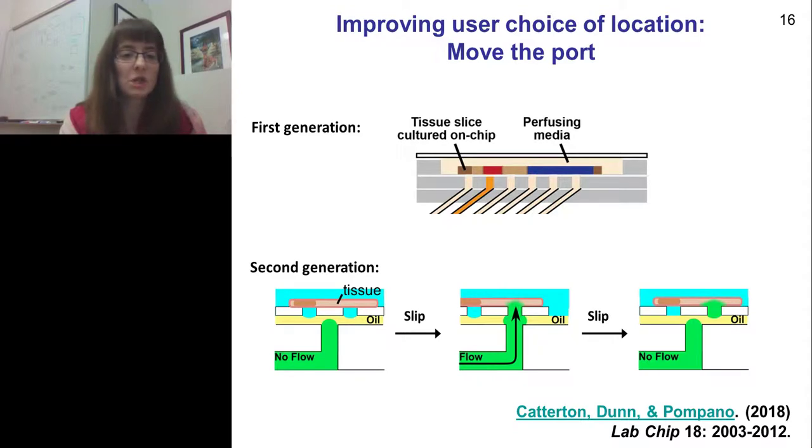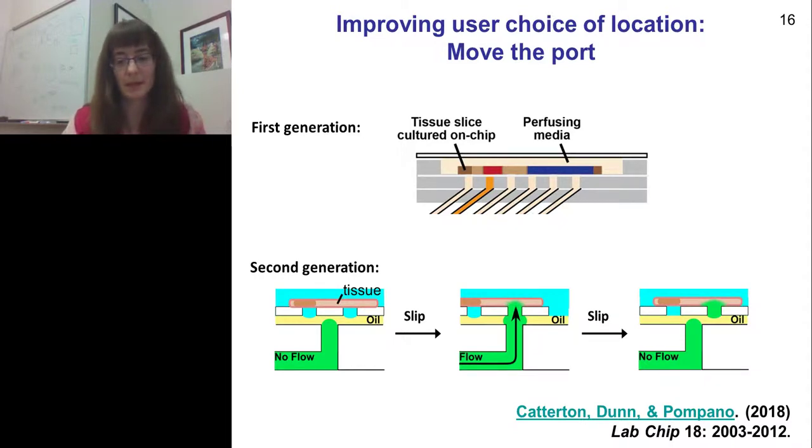So we had a vision of changing the chip design so that you could lay down the tissue and then move a port to be anywhere that you wanted it to be. And as you can imagine, you can't move anything in a solid block of silicone rubber. So this required a complete redesign of the chip.